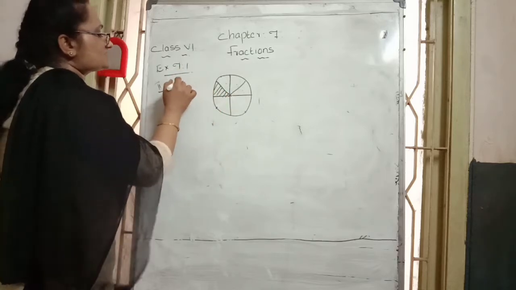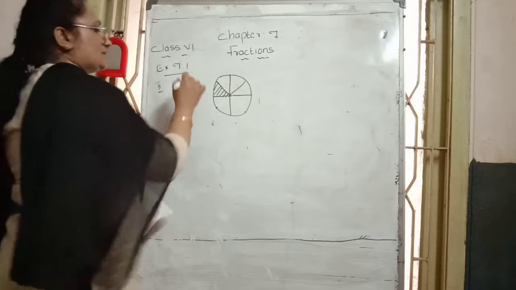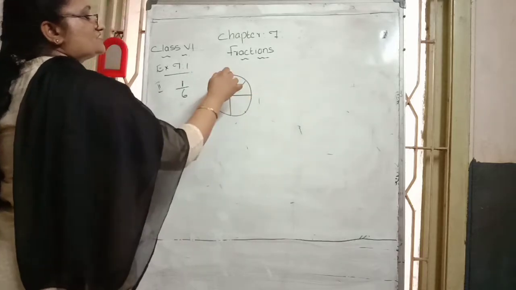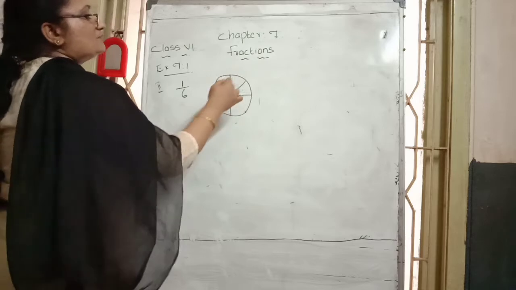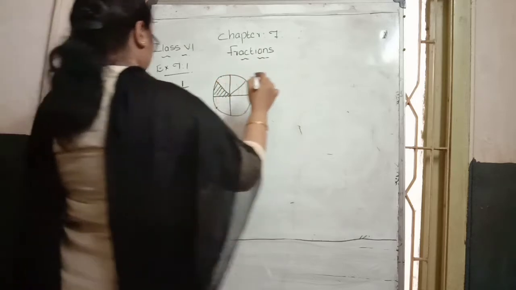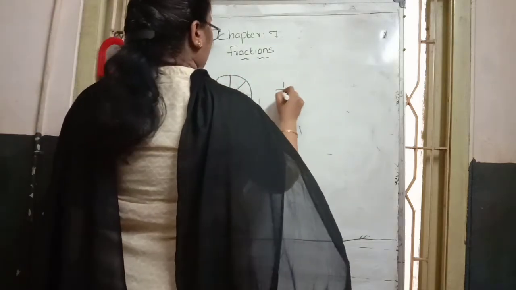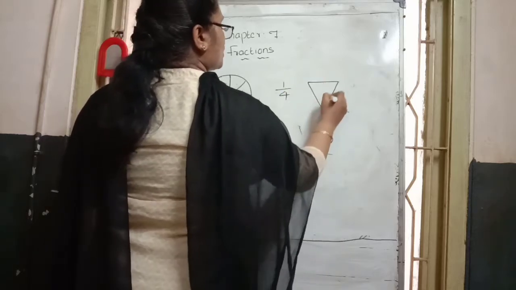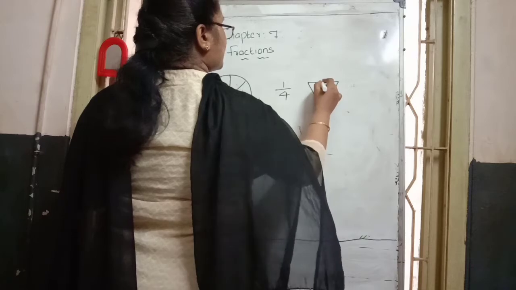That one represents 1 by 6. 1 by 6 means they divided it into 6 parts. Out of 6, one box we want to shade. Then next, 1 by 4. For 1 by 4, the next diagram is given like that. Shade 1 by 4 part, like that they ask the question.